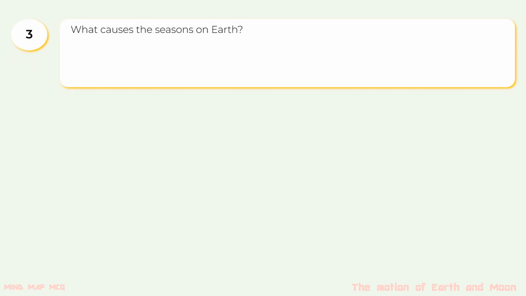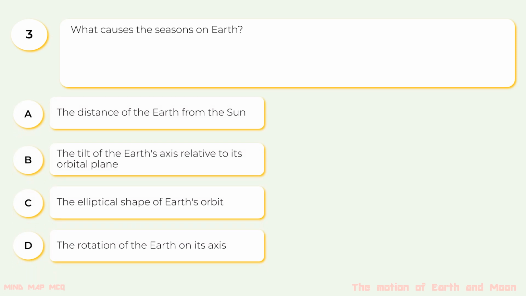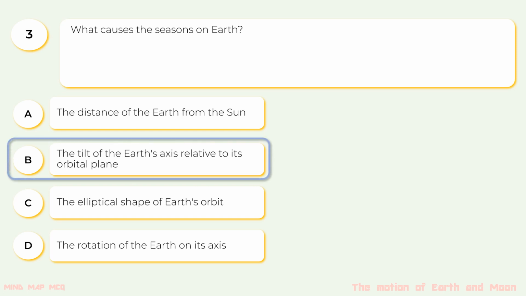Question 3. What causes the seasons on Earth? Options are A. The distance of the Earth from the Sun, B. The tilt of the Earth's axis relative to its orbital plane, C. The elliptical shape of Earth's orbit, and D. The rotation of Earth on its axis. The correct option is B. The tilt of the Earth's axis relative to its orbital plane.